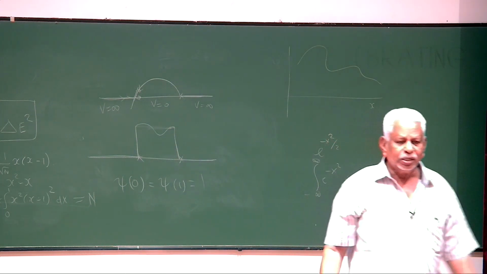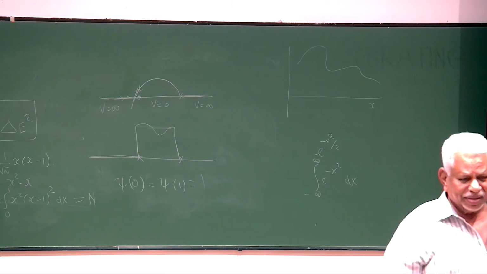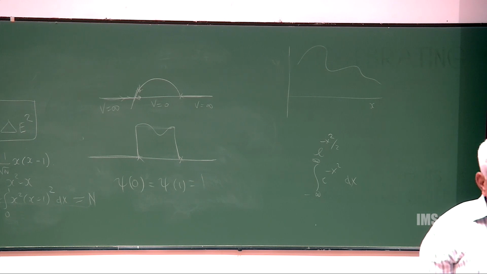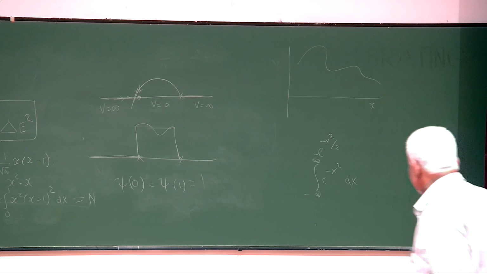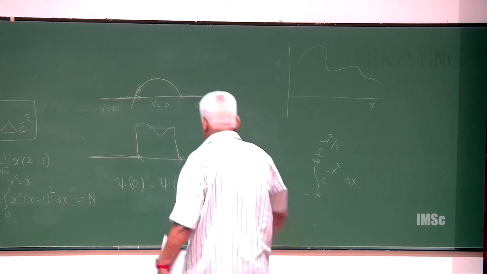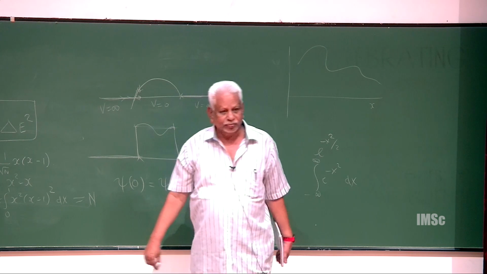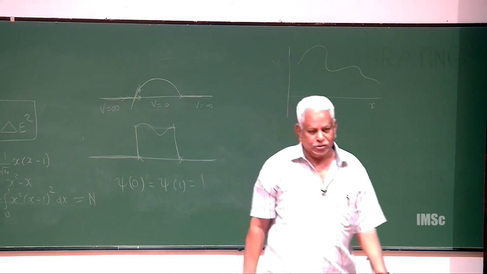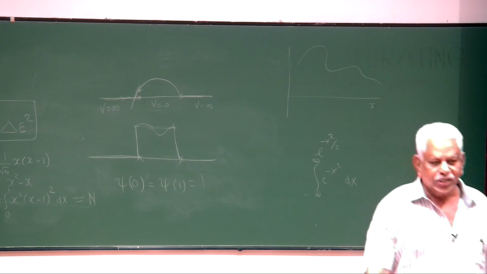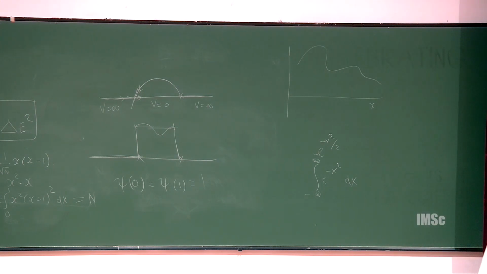Okay? What kind of thing is that? Now the function outside it is 0. It is 0 here and it is 1 here. So the function is discontinuous. The function is discontinuous. Is it allowed? Is there a problem with that?